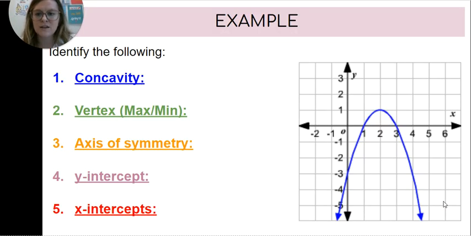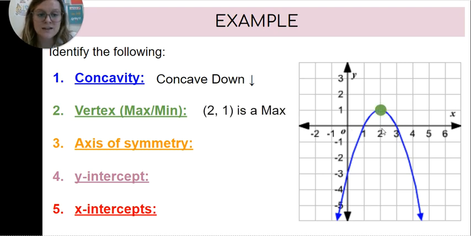All right, one last example, we're going to look at this function, and then we're going to talk about all of these different vocabulary words. So the concavity, it is facing down. It's a frowny face. So we're going to say concave down. The vertex, remember that's the highest or lowest point. So it's right here. And this is at 2, 1. And it is at the top. So it is a maximum. The axis of symmetry goes right down the middle and is always the x value of our vertex. So I don't even have to look at my graph. I'm just going to say, hey, the x value is equal to 2, and then I can draw my line.